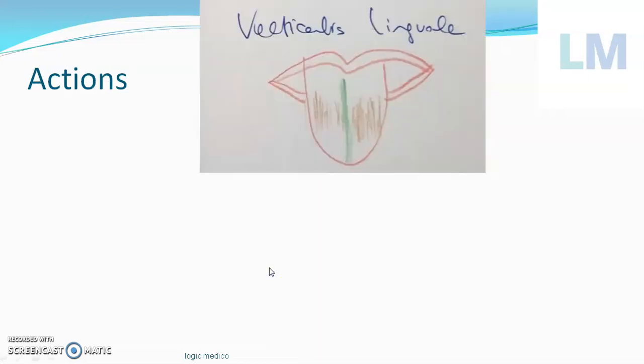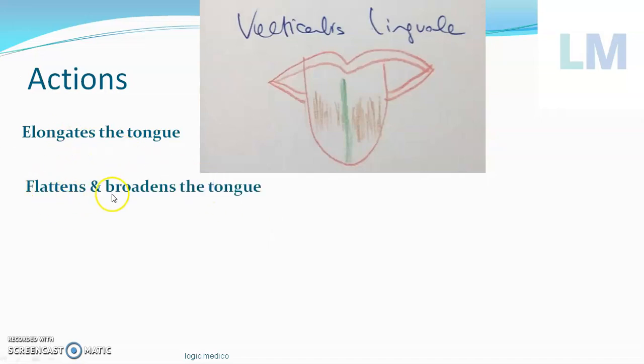So coming to the action of this verticalis linguale, any guesses? What are the possible options? It can shorten the tongue, lengthen the tongue, curl the tongue, uncurl the tongue, flatten the tongue, or make it convex. If I squeeze the tongue from above downwards, what can be the action? If you have guessed it lengthens the tongue, then it is the correct answer. It elongates the tongue.